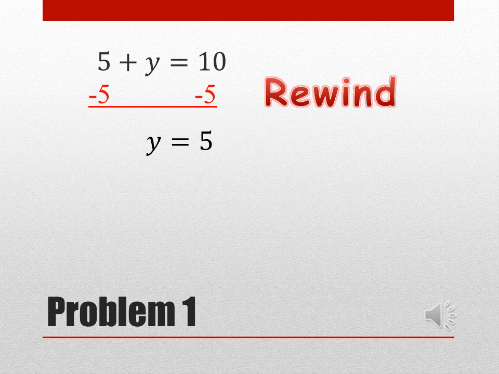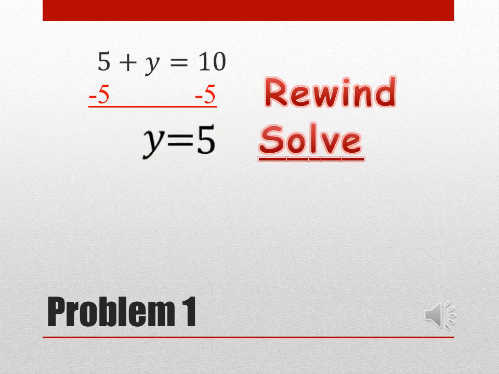I bring down my equal sign, and 10 minus 5 is 5. I am now at my solve stage because I've isolated the y all by itself, and I now know that y is equal to 5. Okay? Now, what if I'm unsure?